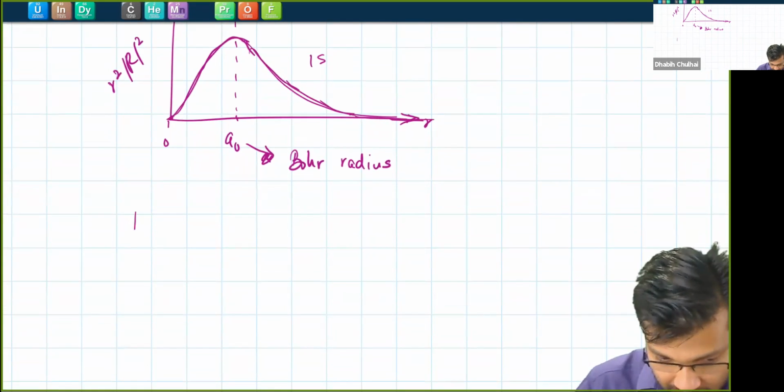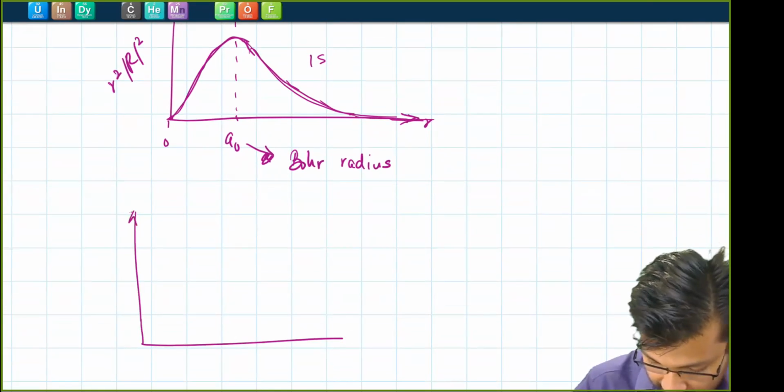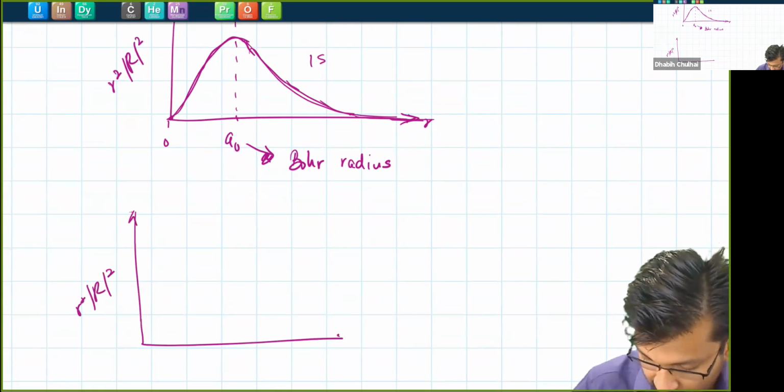If we do the same thing for a 2s electron, so again, this is going to be r squared times the radial part squared, this is r.